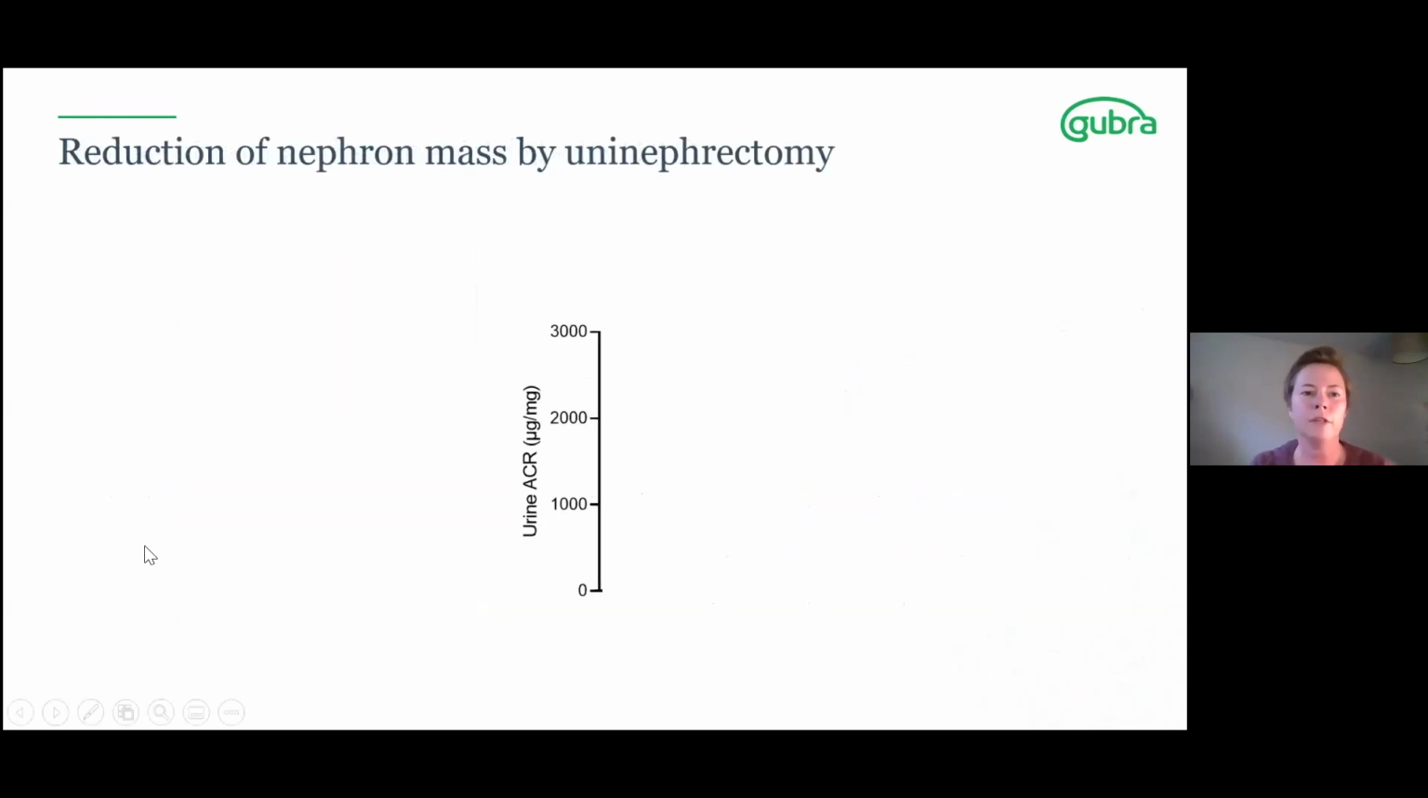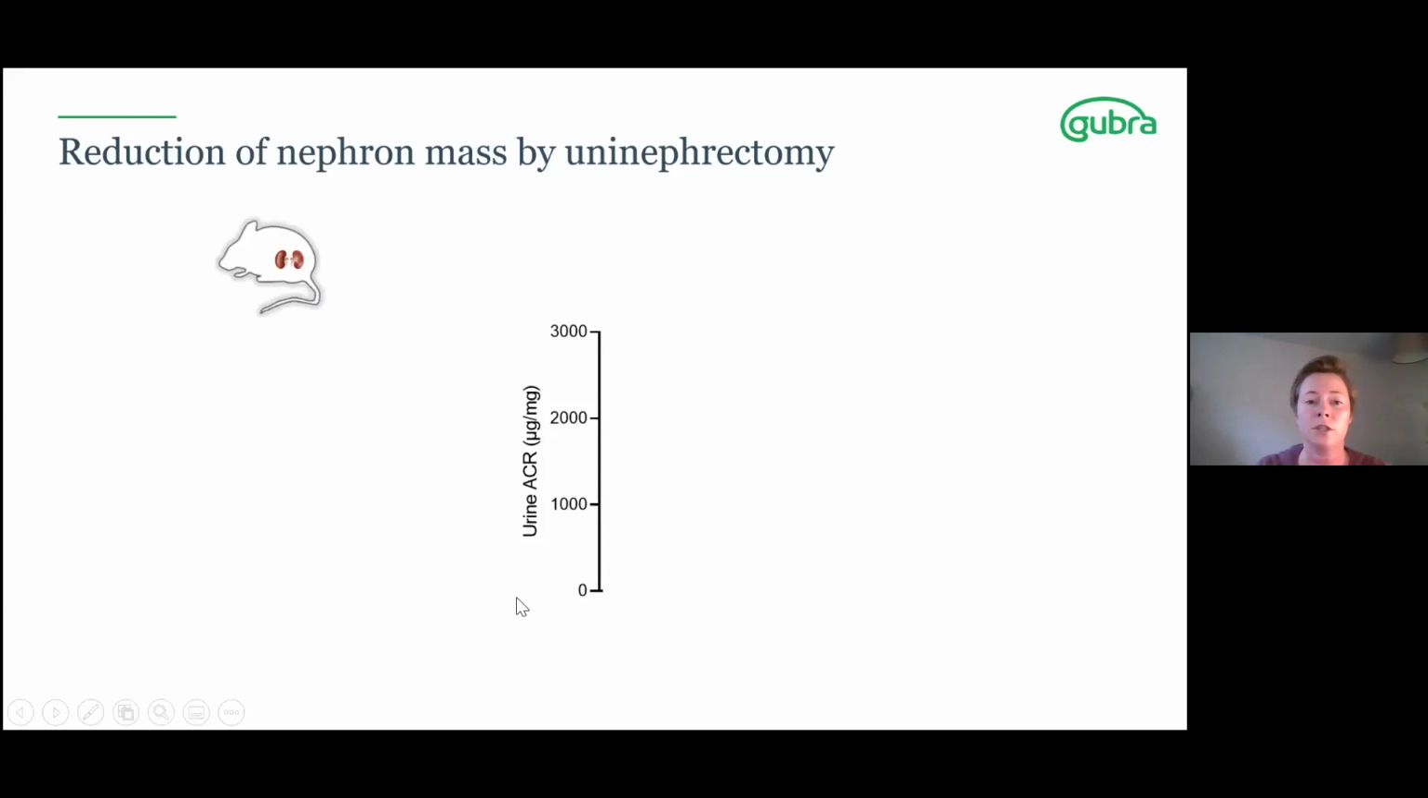So moving on to a second modulator, which is a reduction of nephron mass by uninephrectomy. Uninephrectomy, or removal of one kidney in the mice, is a common tool that is used across not only metabolic models, but also other models of kidney disease. So in this and in other slides, I'm going to show again data on urine albumin to creatinine ratio, or albuminuria, as a marker of kidney injury.